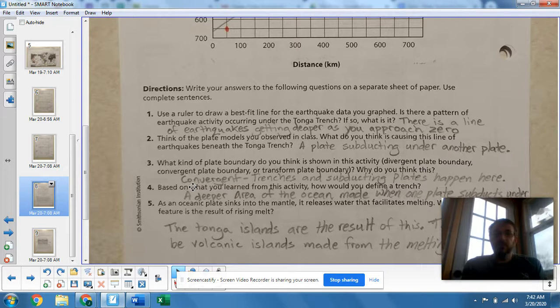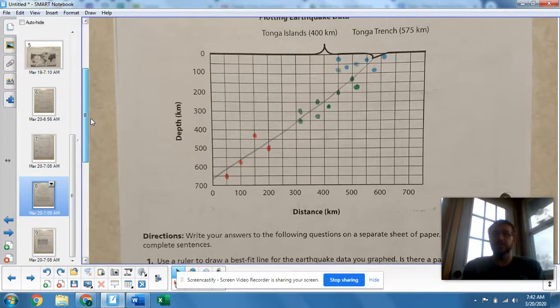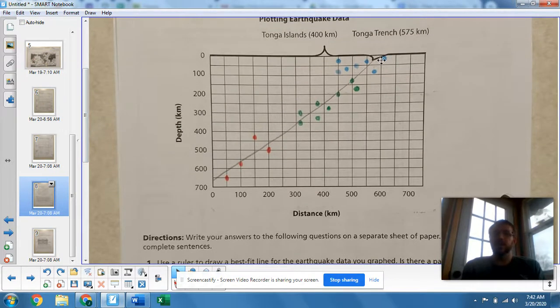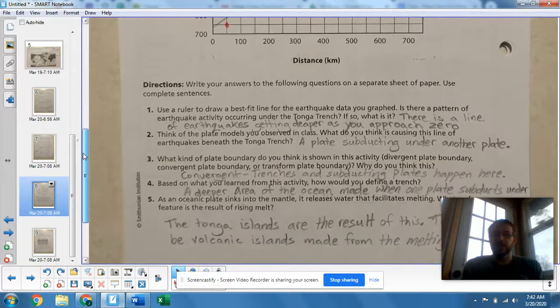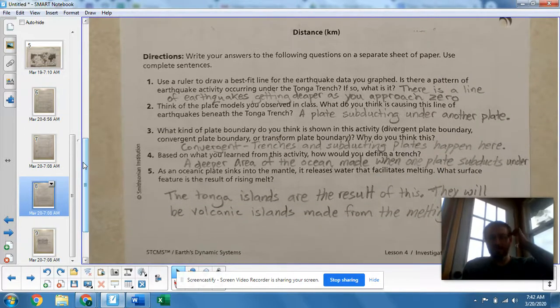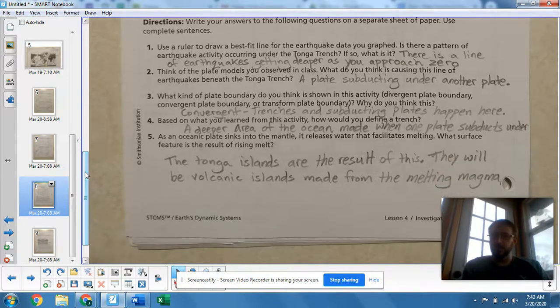What kind of plate boundary do you think is shown in this activity? So if we have a trench, first of all, is one of our clues. If we have a plate sliding under another plate, if we have these Tonga Islands, which to me would be volcanic because of all these other things that is in the information here, that tells me I have a convergent. So the trench lets me know that there's a plate that's sliding under. Subducting is the fancy word for that. That lets me know that that's happening too.